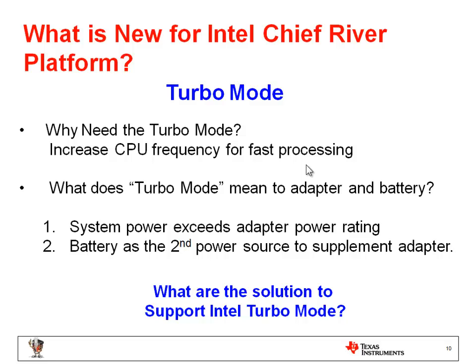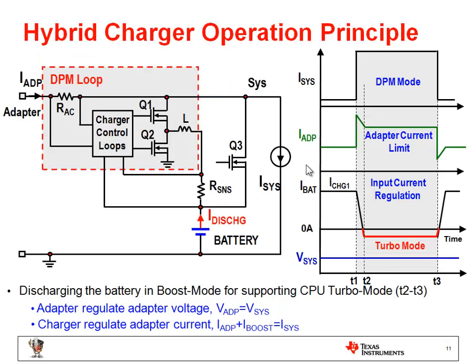What is the solution to support the Intel turbo mode today, even with smaller and smaller adapters? Then we think about another power source, which in the traditional configuration will never be used with the adapter power, which is the battery. Most of the time, the battery is either fully charged or partially charged. In that case, you have some power in the battery that you never get a chance to use. So here we get the idea of how to do a hybrid charger. That means we can use power from both the adapter and the battery, to support a system power that is up to 2 times the adapter power.